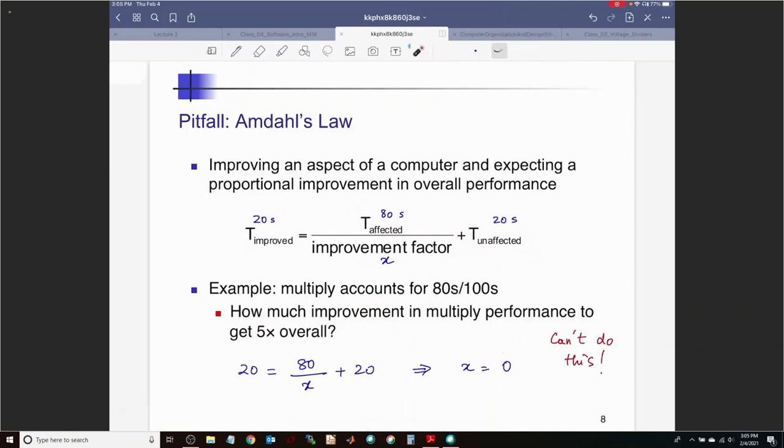No matter how fast you make your multiplication operations to work out, no matter how improved your multiplication algorithm is, you cannot just improve multiplication to get a 5 times overall improvement. You guys see that? So for that to work, you would need to reduce this, right? Let me pose that question to you. Can I reduce this 80 seconds to maybe 60 seconds or maybe 40 seconds and get that improvement?